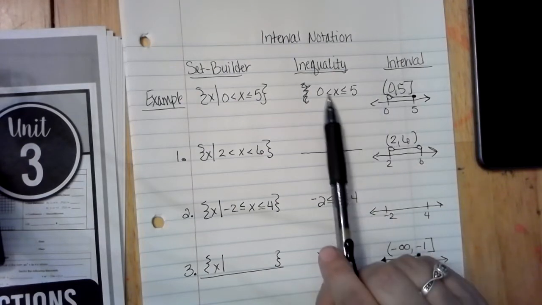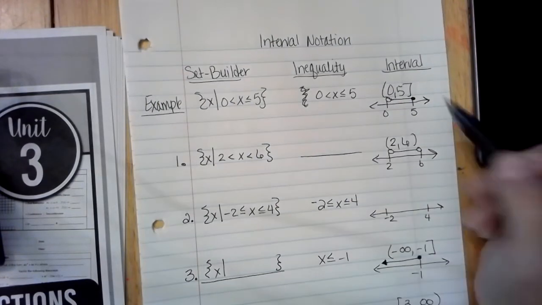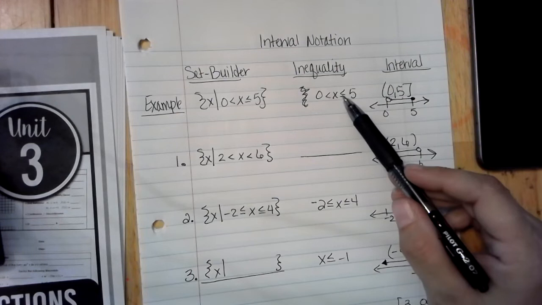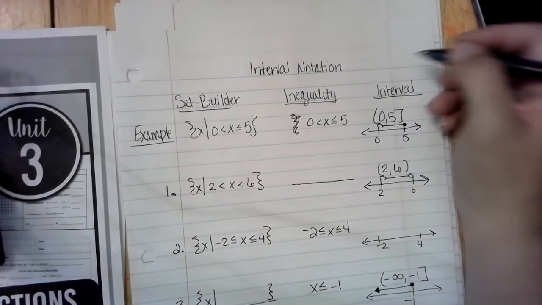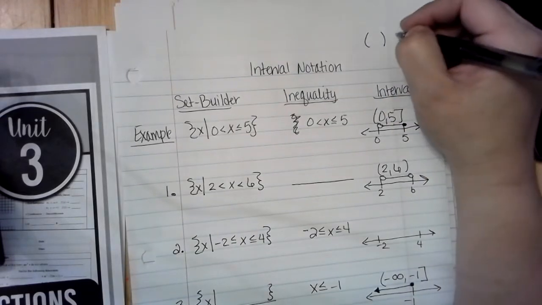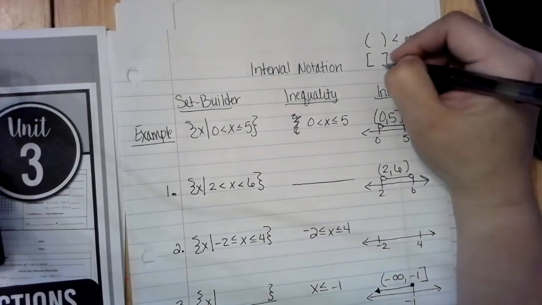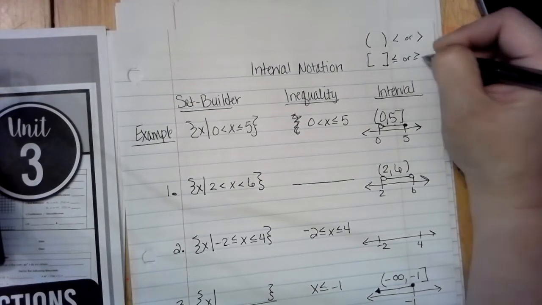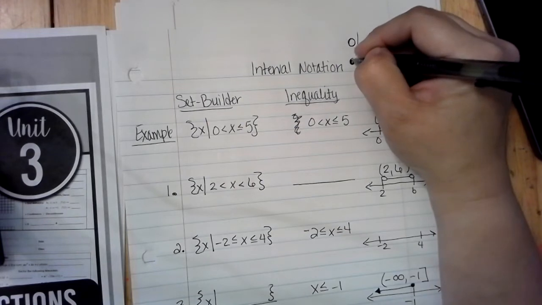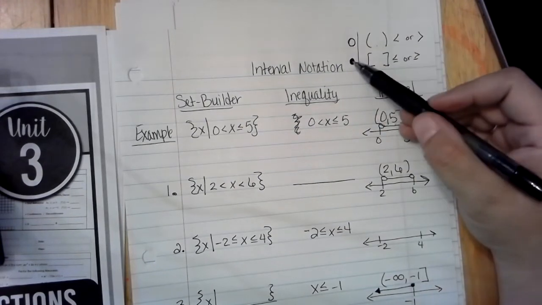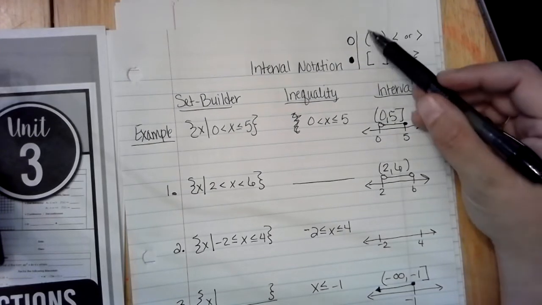If it is a less than scenario, like 0 is less than x, then we are going to use a parenthesis. If it is a greater than or equal to scenario, less than or equal to scenario, then it is a brace. So a note up at the top is parentheses is less than or greater than signs. Braces are less than or equal to or greater than or equal to. Also, if you have an open hole, it is the parentheses, closed hole is the braces. If it is infinity, we also use the parentheses.